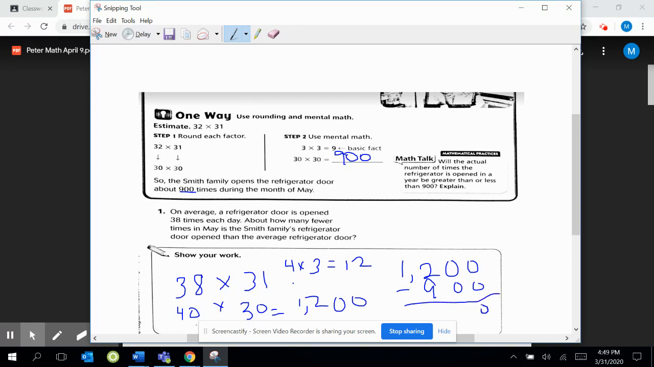Okay, and 0, 0, and that is 3, right? So our answer is 300 times fewer.